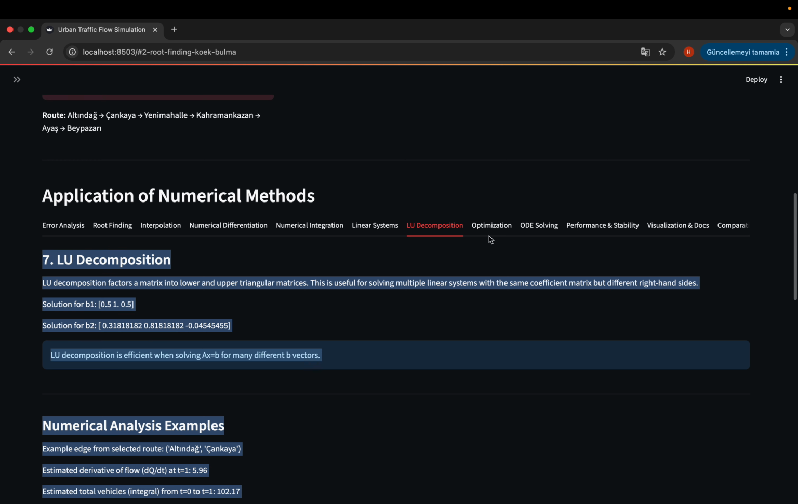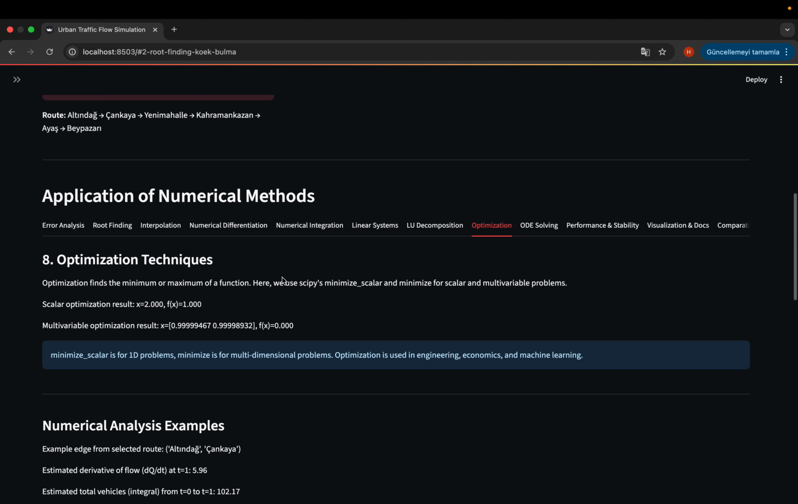Optimization techniques. At its core, route selection is an optimization problem: minimize travel time or congestion under capacity constraints. We use greedy algorithms to select the best paths, and SciPy optimize minimize_scalar to find cost-minimizing thresholds. A sample cost function might be cost equals travel time squared plus penalty factor times congestion level.